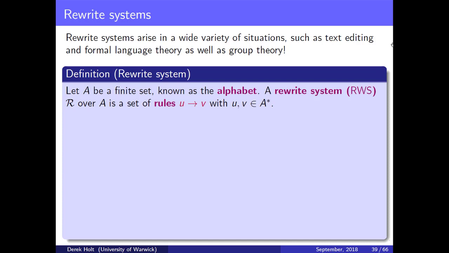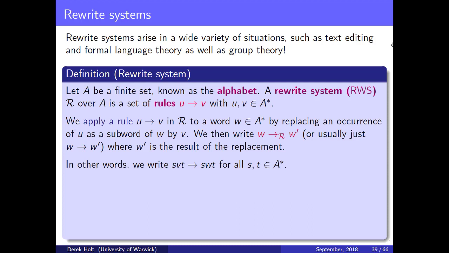And what these rules mean is, when you see U as a substring of a word, then you're allowed to substitute V for U. So that's called applying a rule. So if we have a word W in the alphabet and a rule U to V, and we notice that U is a subword of W, then we can apply the rule and replace that U by V. This will result in the whole word W being replaced by another word W prime, and then we write W goes to W prime. We think of this as a reduction; in principle it doesn't have to be any kind of reduction, but that's the way to think of it. Or more formally, we write SUT goes to SVT for all S, T in A star.